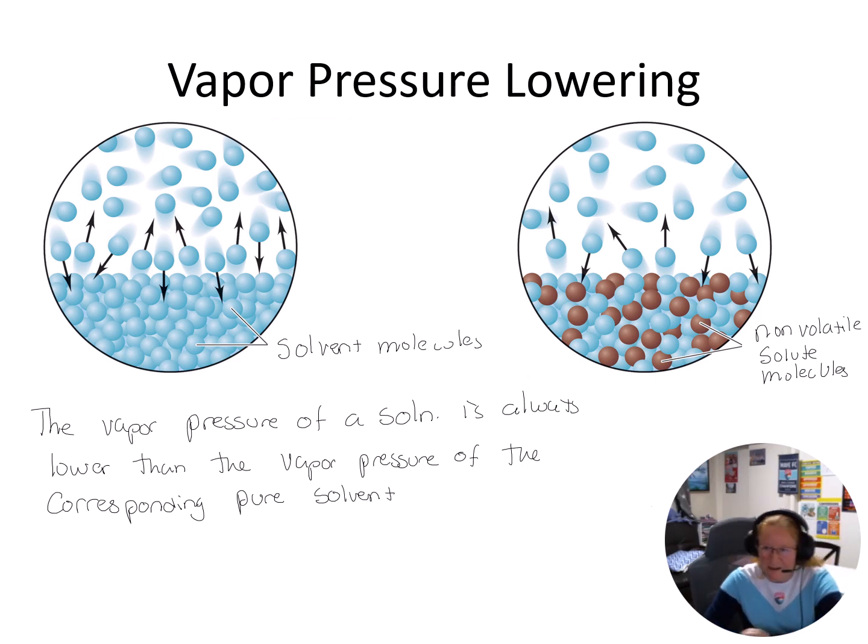Those non-volatile solute particles, or even volatile solute particles, get in the way, and it prevents more particles from reaching the vapor phase. And so the vapor pressure goes down. Fewer molecules in the vapor phase, less pressure. So vapor pressure goes down.